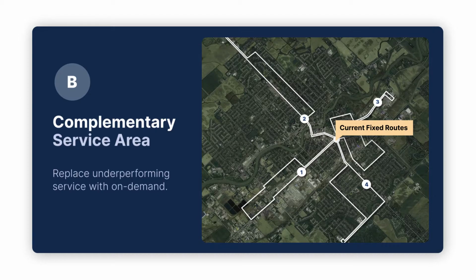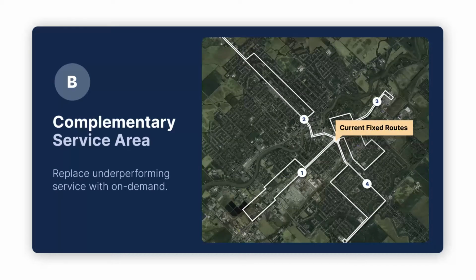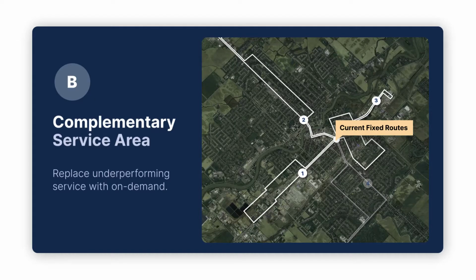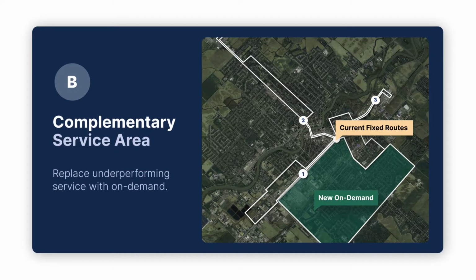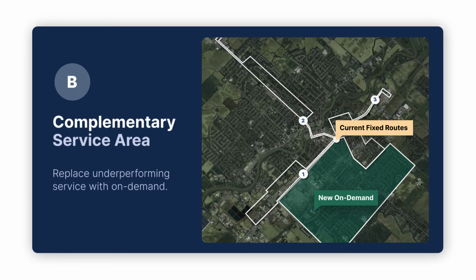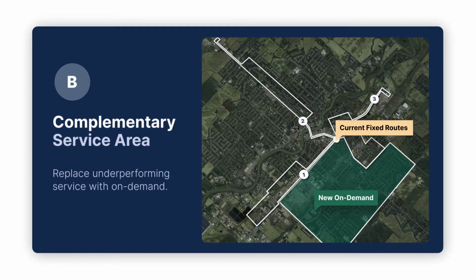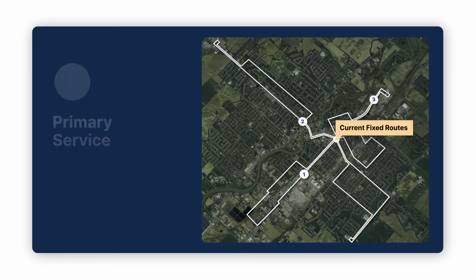Conversely, if we have underperforming fixed routes, a complementary service model is the best option. Here, we transition inefficient fixed routes to ODT and preserve the rest. Riders can seamlessly transfer between the new complementary ODT service and remaining fixed routes. With a complementary service, we can provide more efficient, cost-effective transit without reducing access for the riders who had relied on those underperforming fixed routes.